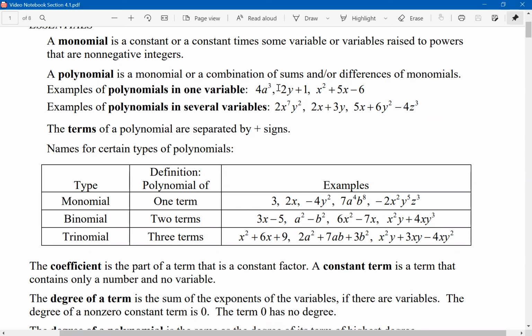2y plus 1, that's an example of a binomial with two terms. Notice the plus sign in between. X squared plus 5x minus 6, that has three terms. That's a trinomial. And then there's some more examples down below.